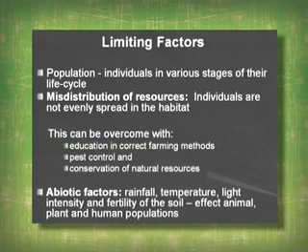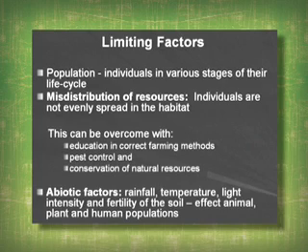Now if we move on, we look at limiting factors. Here the population where individuals firstly are in various stages of their life cycle. If you look at any population, you find that you get individuals at different stages. That's why we call them limiting factors, because the resources will maybe be misdistributed. All right, so we say misdistribution of resources. Individuals are not evenly spread in their habitat. Now you can overcome this. How can we overcome this? Education and correct farming methods so that the resource is available. Pest control and conservation of natural resources.